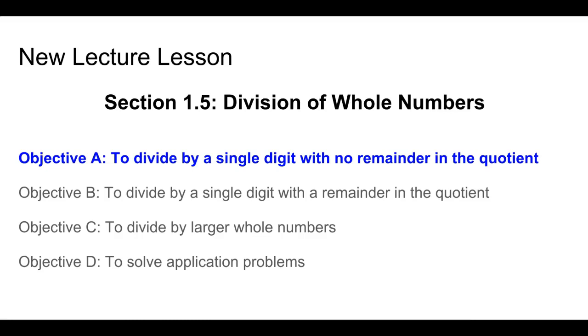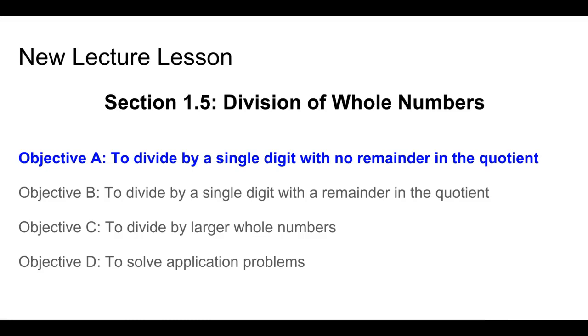So here's the new lecture, section 1.5, division of whole numbers. There are 4 objectives within section 1.5. Objective A is to divide by a single digit with no remainder in the quotient. Objectives B, C, and D also have different objectives that are your goal to learn, the learning outcomes.